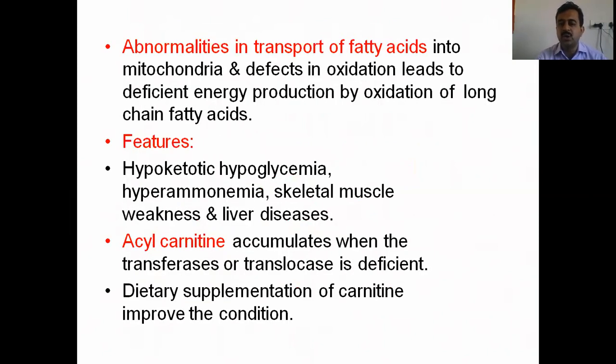Abnormalities in transportation of fatty acids into mitochondria and defects in oxidation lead to deficient energy production by oxidation of long chain fatty acids. So what are the features? Hypoketotic hypoglycemia, hyperammonemia, skeletal muscle weakness, and liver diseases. So these are abnormalities that would occur. Carnitine is one of the important parts, which acts as a carrier for the acyl molecules. Acyl carnitine accumulates when the translocase is deficient. Dietary supplements of carnitine improve this condition.